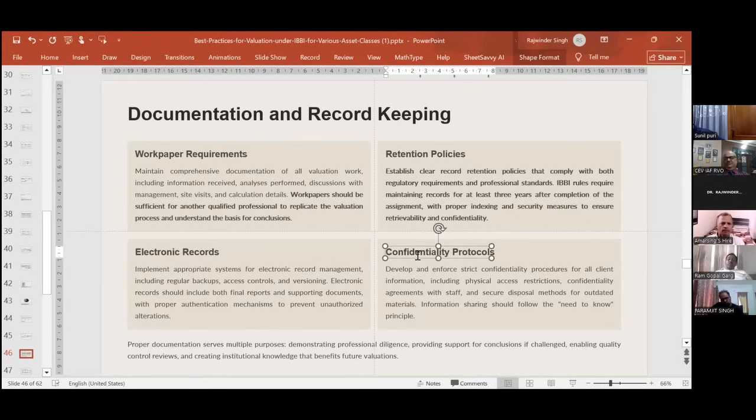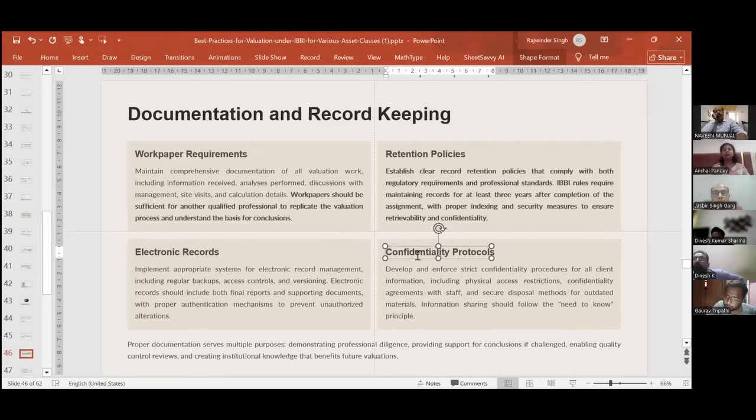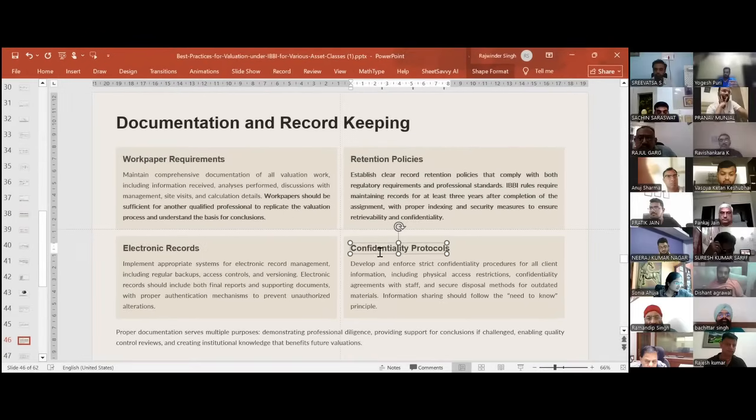If you have received any mail for any inspection process to be done at your premises or for a registered valuer, then you have to follow these protocols and you have to complete these things for completing your inspection process.